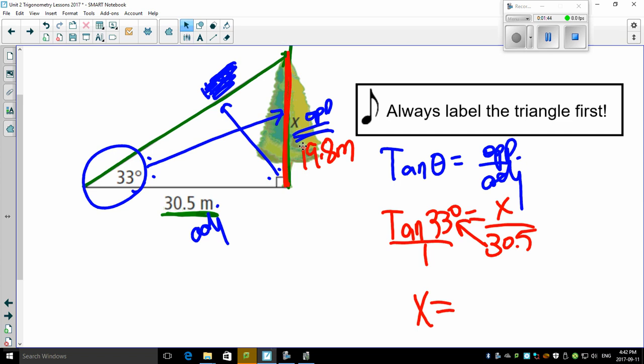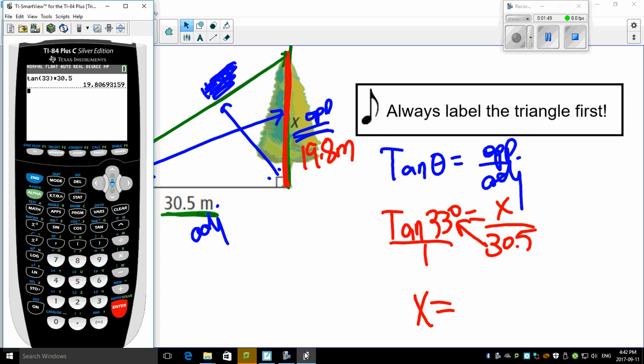Now, I want to just show you one more thing here, folks, in this podcast. I want to show you why it's important to put this bracket here. It's very, very important because look what happens if I hit tan 33 and then I hit times 30.5 without putting the bracket. Look at what happens to the answer. The answer is negative. What?